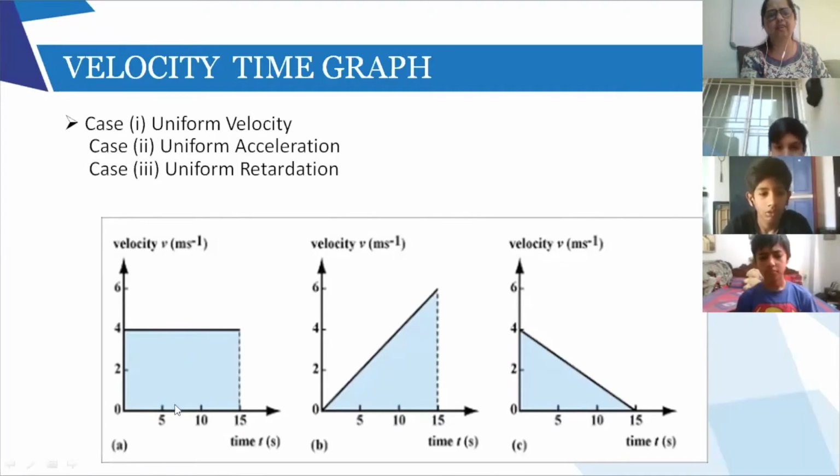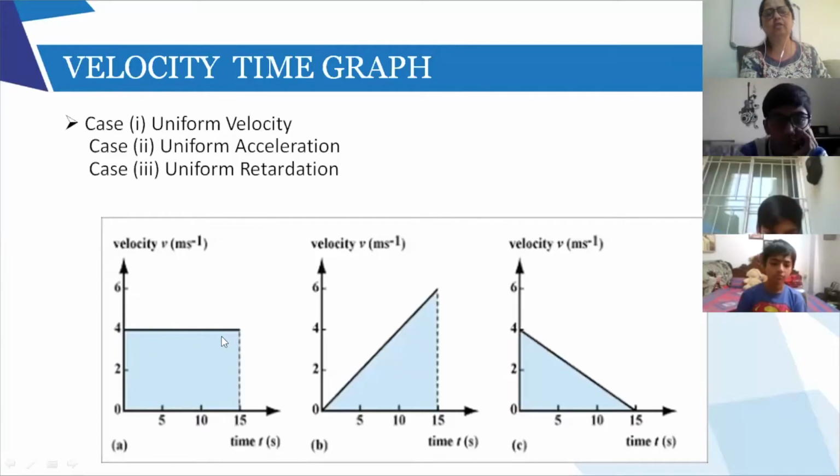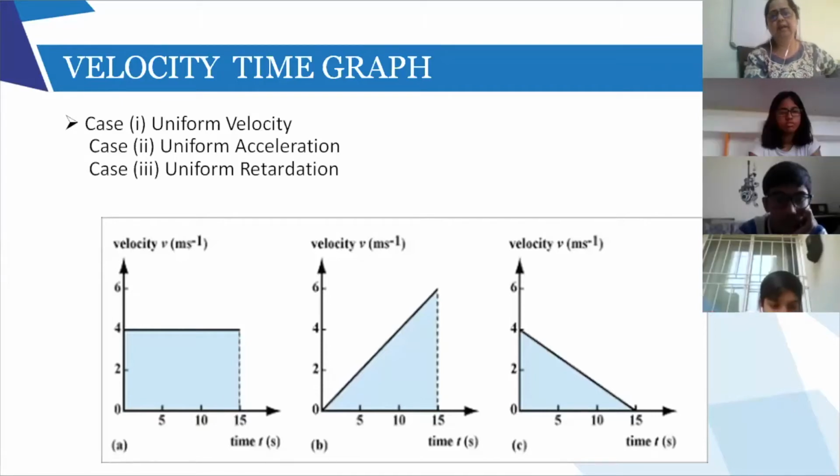So after 5 seconds also the velocity is 4 meters per second. After 10 seconds also 4 meters per second. After 15 seconds also, the velocity is 4 meters per second. So velocity is the same. The body is moving with the same velocity. Ma'am, but in the second one, it will not be 0 because it's changing. Yes, very good. Now I come to the second graph.